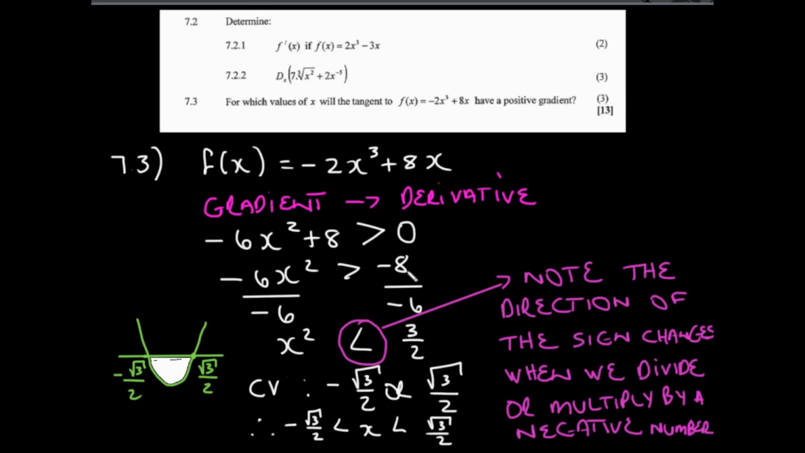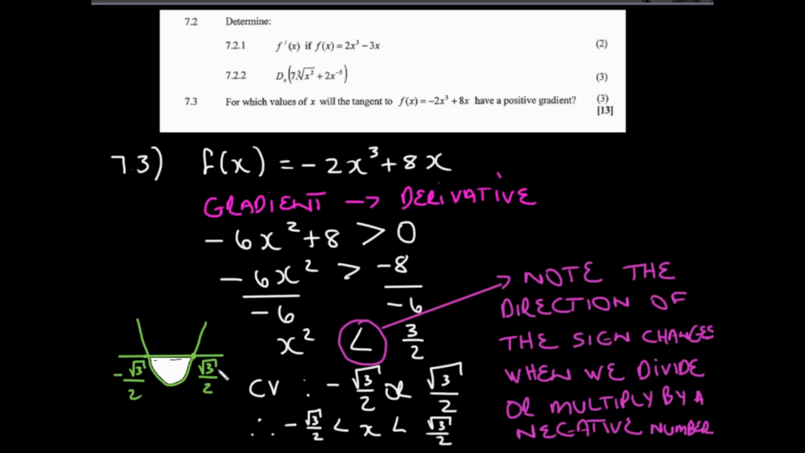Positive means greater than 0, and so that's why we see the greater than sign here. And what we do is solve for x. So we are finding our critical values, and we find that our critical values are equal to negative square root 3 over 2 or square root 3 over 2. So what we do is we can plot that on a simple parabola. There's our negative square root 3 over 2. There's our positive square root 3 over 2.